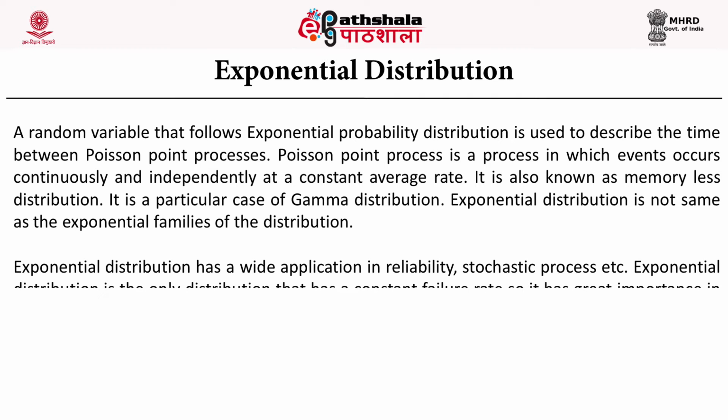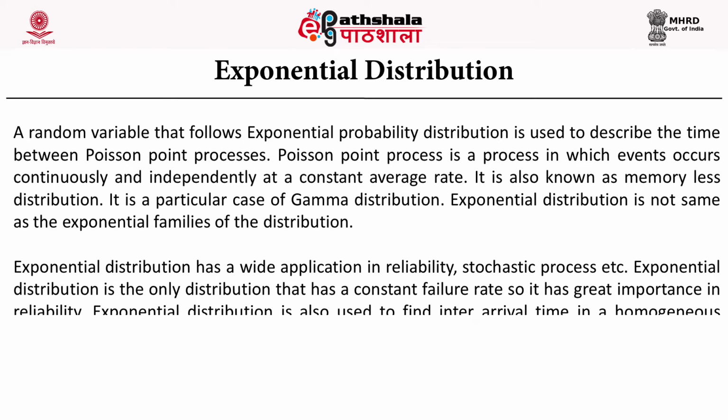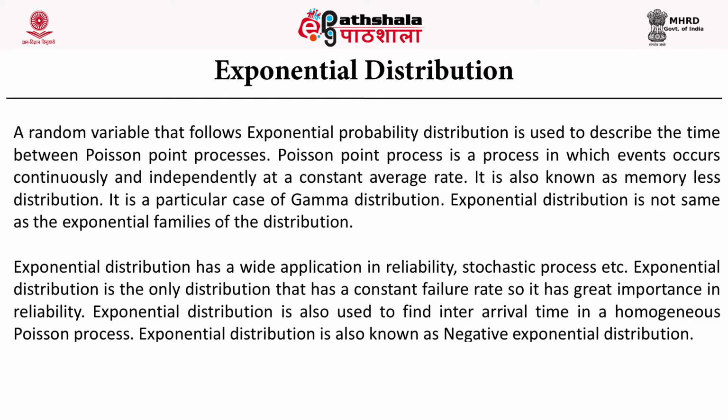Exponential distribution is not the same as the exponential family of distributions. Exponential distribution has a wide application in reliability, stochastic processes, etc. Exponential distribution is the only distribution that has a constant failure rate, so it has a great importance in reliability. Exponential distribution is also used to find inter-arrival time in a homogeneous Poisson process. Exponential distribution is also known as negative exponential distribution.